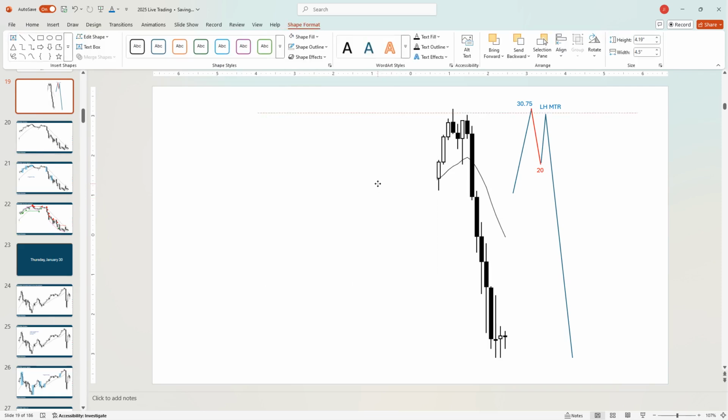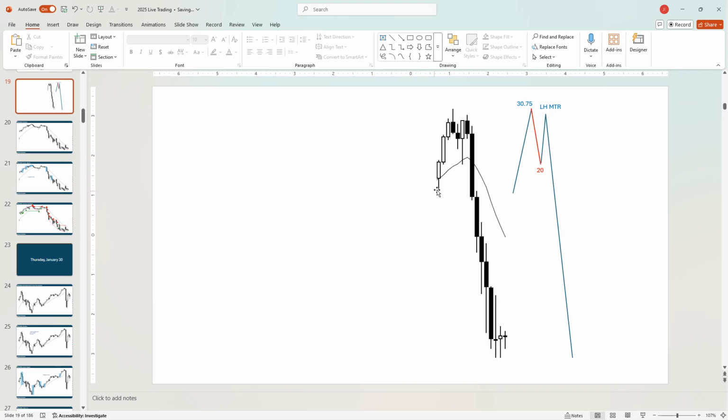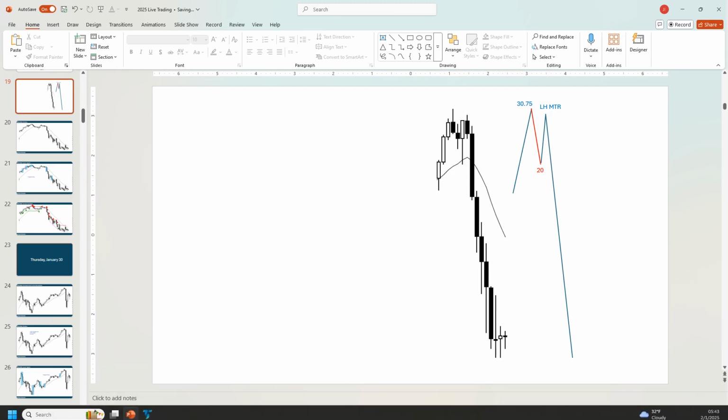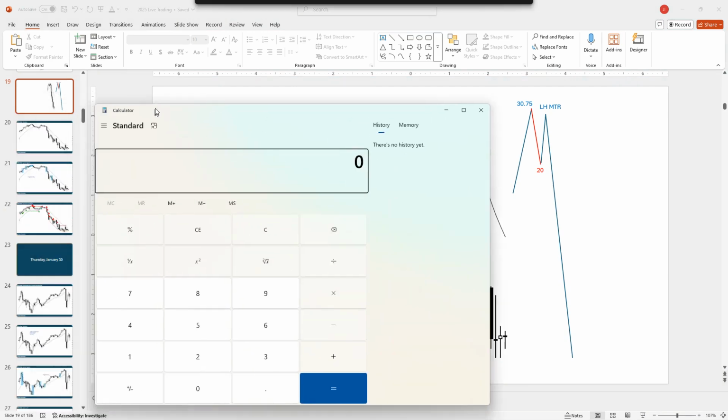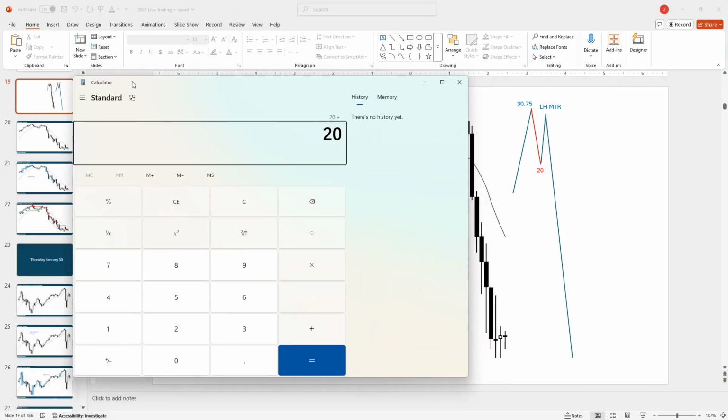3-bar micro channel, second leg likely, so you buy the close, stop below, and this rally is 30.75 points tall, but the pullback is 20 points tall. I haven't done the math yet on that pullback. All I know is that it's very deep. 65% pullback.